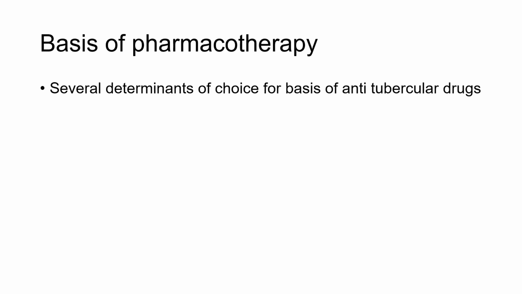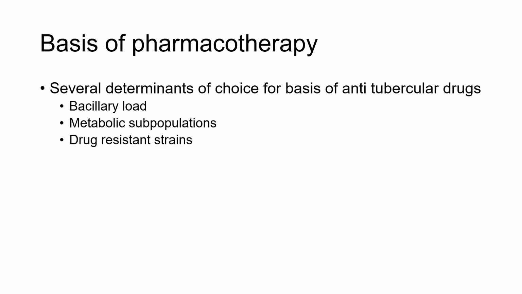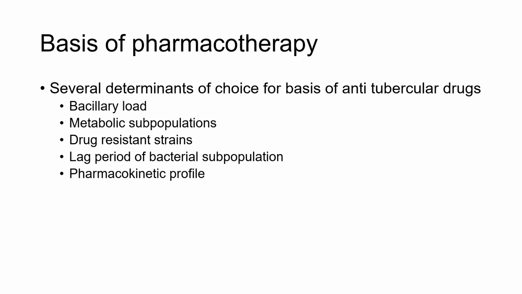So coming to the basis of pharmacotherapy, there are several determinants of choice for anti-tubercular drugs. How the anti-tubercular drugs have been decided. There are a lot of determinants. Some of those are the bacillary load, the metabolic subpopulations, quickly dividing or slowly dividing bacterial populations, drug resistant strains, lag period of bacterial subpopulation, the pharmacokinetic profile of various drugs in the body, and the pathological factors, etc. So these are the several determinants of choice of anti-tubercular therapy.